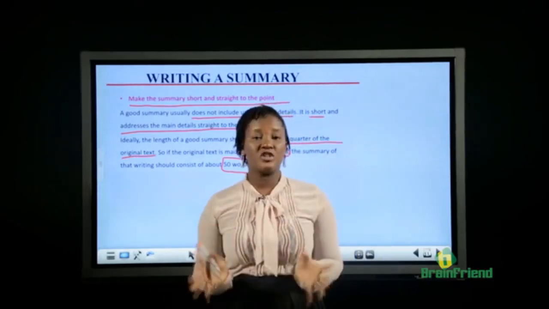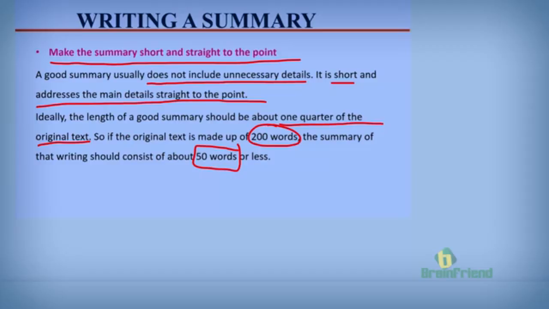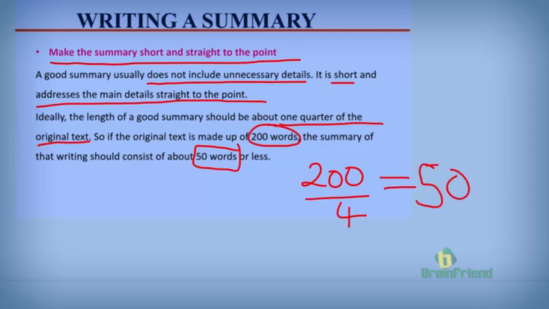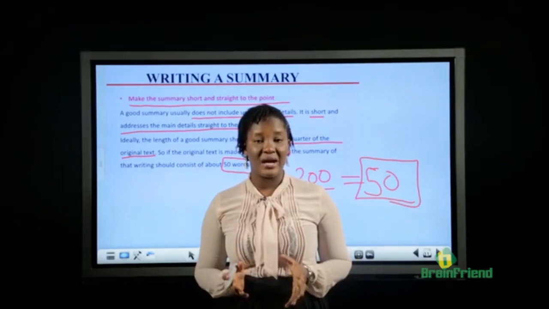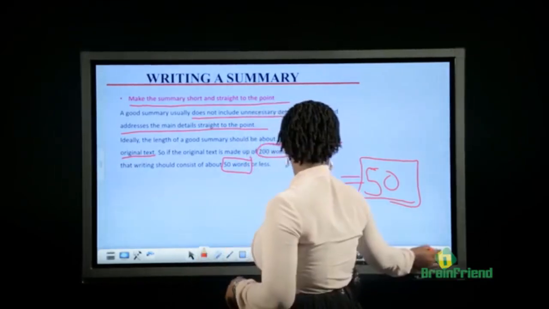So divide the total number of words you have in that text by 4. And if I do that for this case, we have 200 divided by 4. The answer is 50. So our summary should be 50 words long or less. So this is how to calculate summary writing, to make it as short as possible.